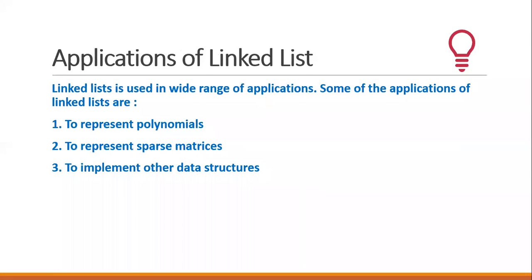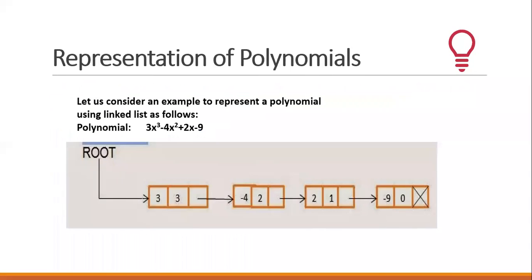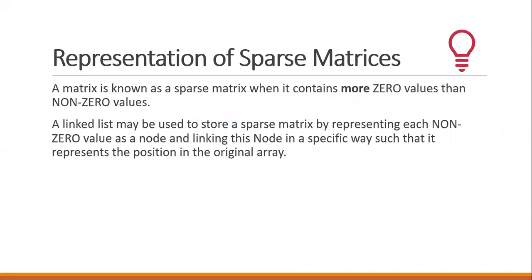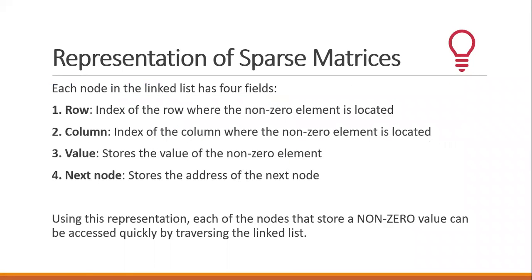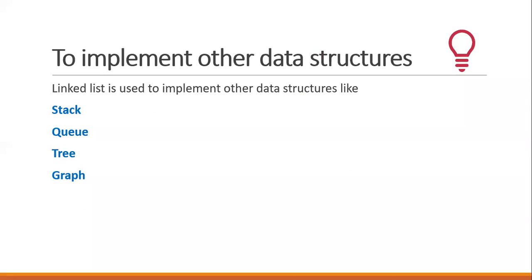So they were to represent polynomials and to represent sparse matrices. We have seen how linked lists help in representing polynomials, and even how they help in representing sparse matrices. Now the third application is to implement other data structures. Which other data structures are we talking about? There is one data structure that we have already discussed, that is array. Array has its own way of representing itself, so we are not going to make use of linked list to represent array, because they are completely different.